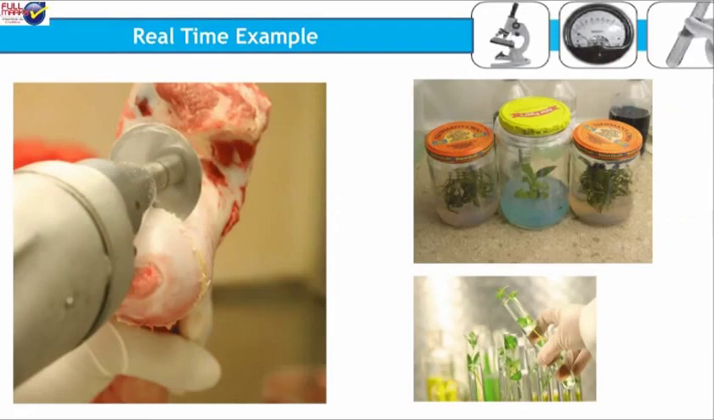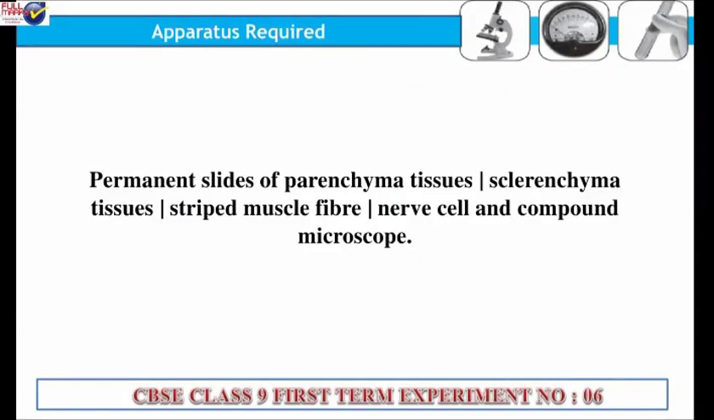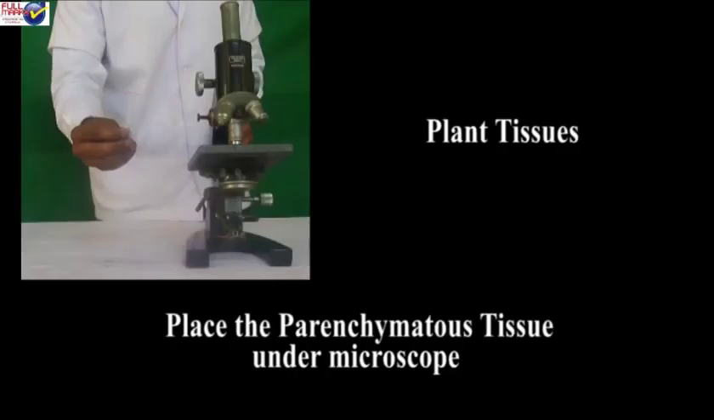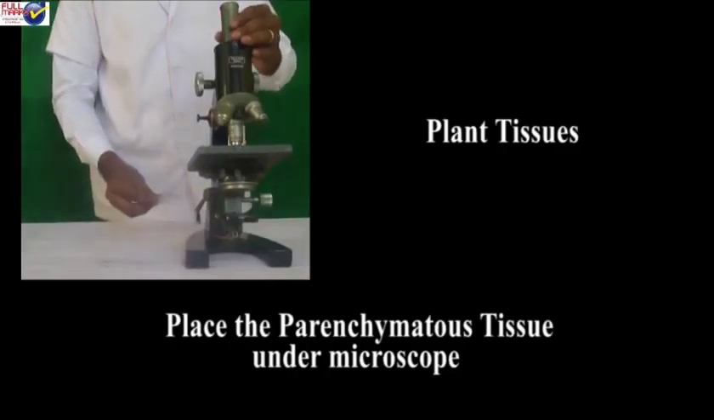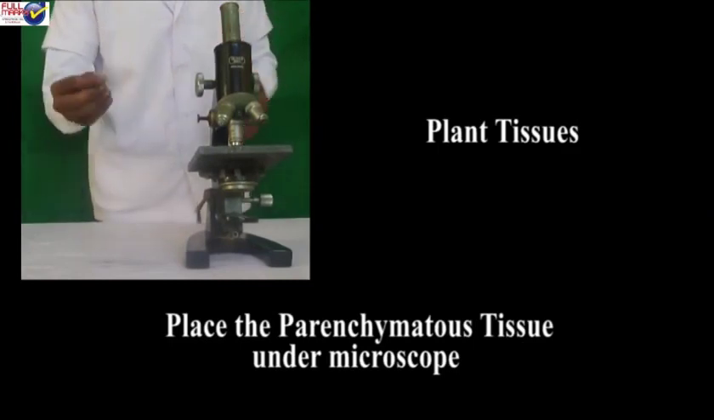Real-time example. This experiment will help us to study plant tissues and their components like parenchyma, collenchyma, sclerenchyma, xylem, phloem, and animal tissues and their components like epithelial, connective, muscular, and nervous. Apparatus required: permanent slides of parenchyma tissue, sclerenchyma tissue, striped muscle fiber, nerve cell, and a compound microscope. Place the permanent slides one by one. Observe the structure and draw diagrams.